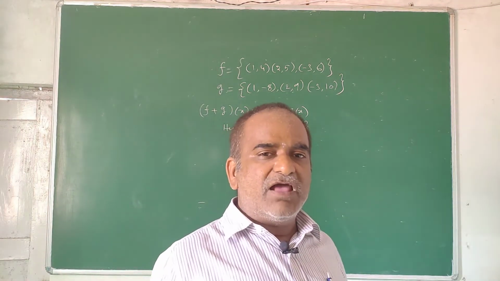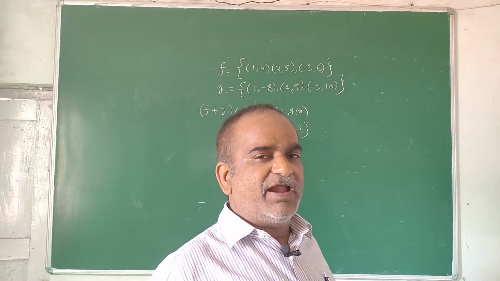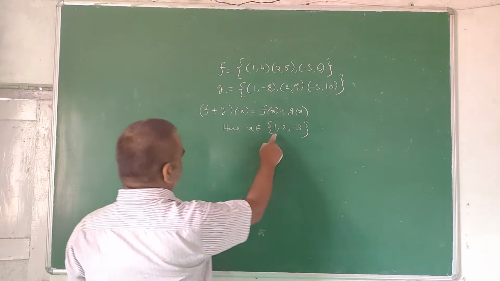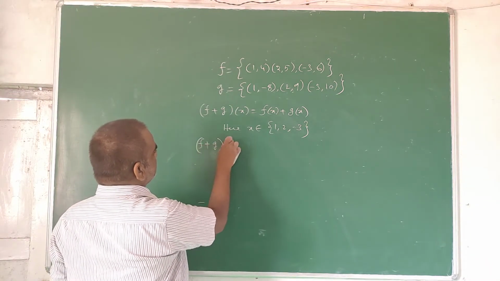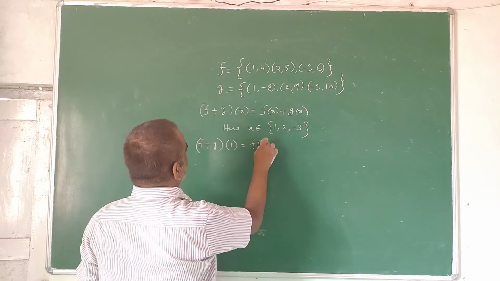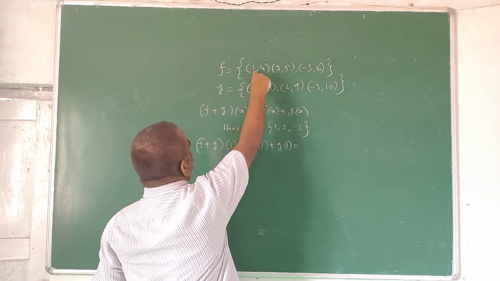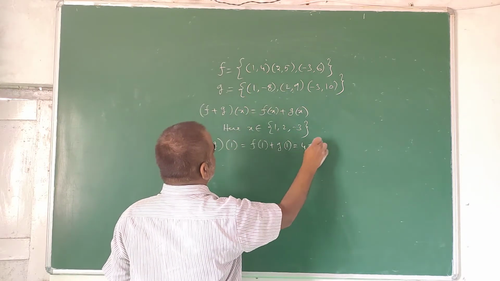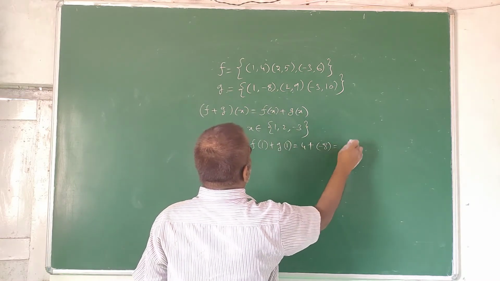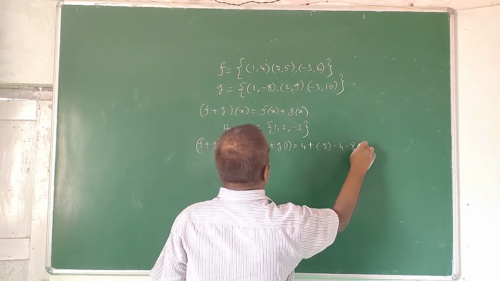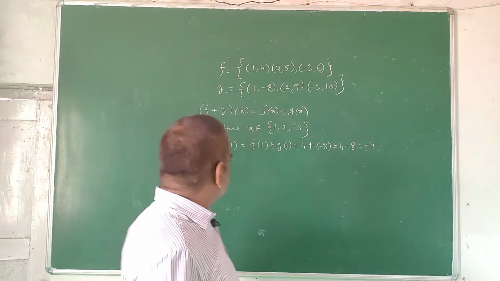So now each value you have to pick up from the common domain of f and g, and you have to find these values. So first 1, next 2, next minus 3. So (f plus g) of 1 is equal to f of 1 plus g of 1. So f of 1 by definition is 4, g of 1 by definition is minus 8, which is equal to 4 minus 8, which is minus 4. This is (f plus g) of 1.